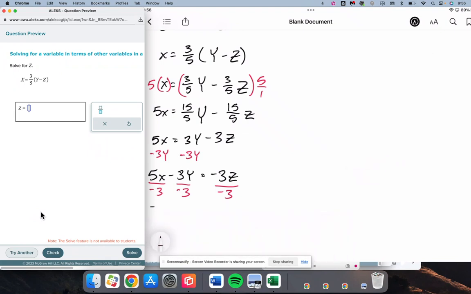And we get negative 5 over 3x. Negative 3 divided by negative 3 is going to make a positive 1, y equals z. So negative 5 over 3x plus y. Oops, that came out not the way that I want it. Negative 5 over 3x plus y.